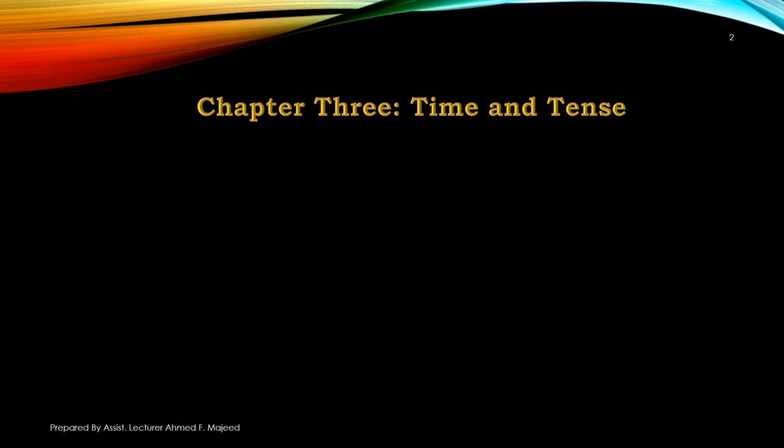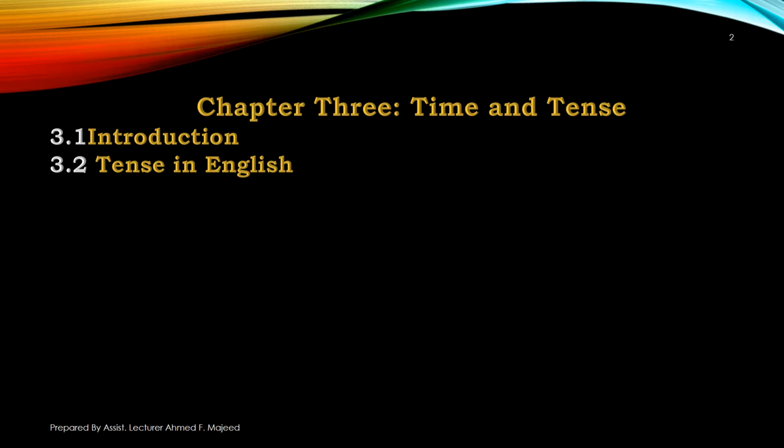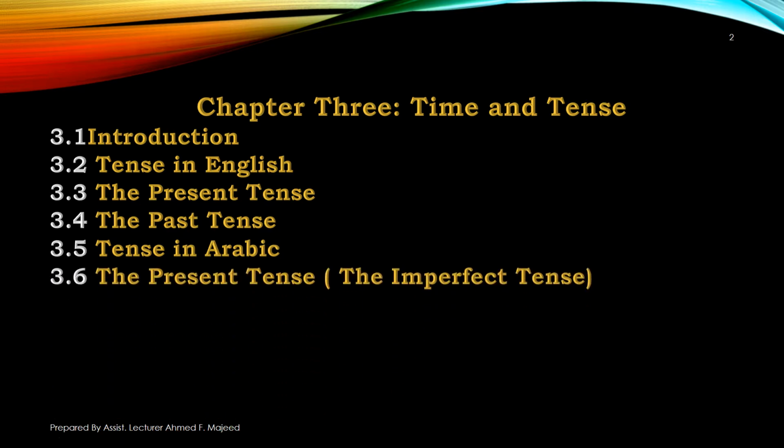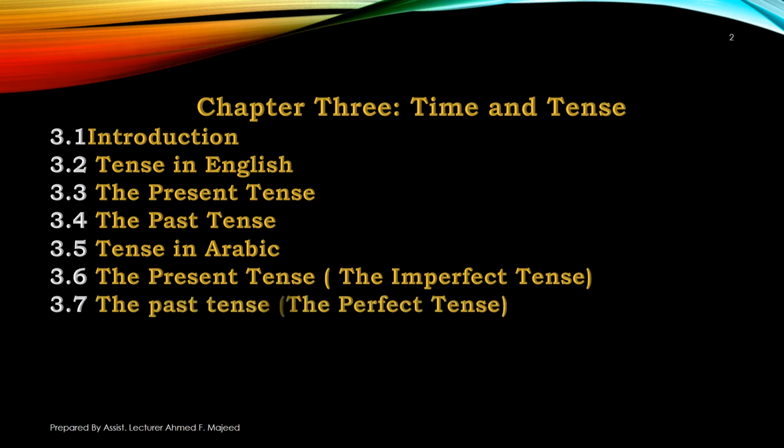As usual, we will start with the contents of chapter 3. We will start with the introduction, after that the tense in English and the present tense. This video is going to be limited to section 3.3 for today, but there will be other videos that contain the other sections, which are the past tense in Arabic, the present tense, which is going to be called the imperfect tense, the past tense, which is going to be called the perfect tense, absolute and relative. This is the contents of chapter 3. We will follow it step by step.